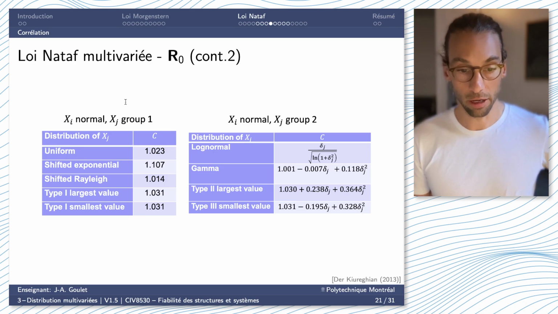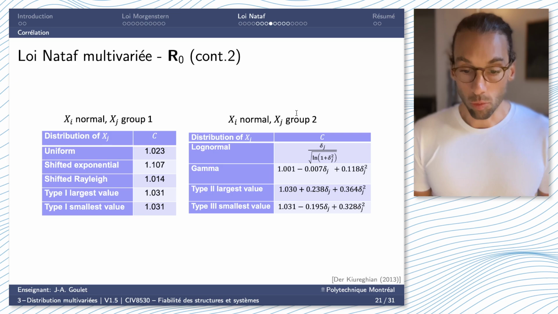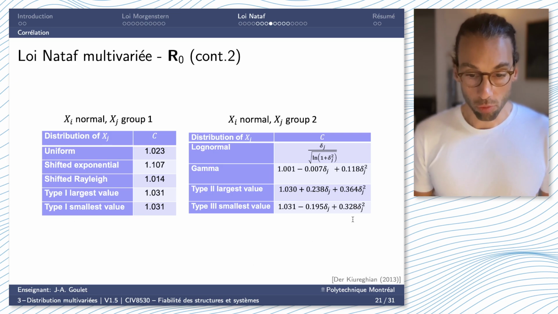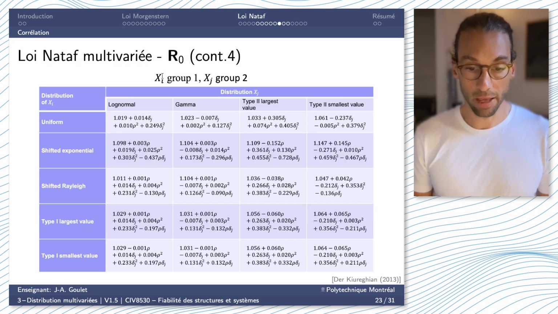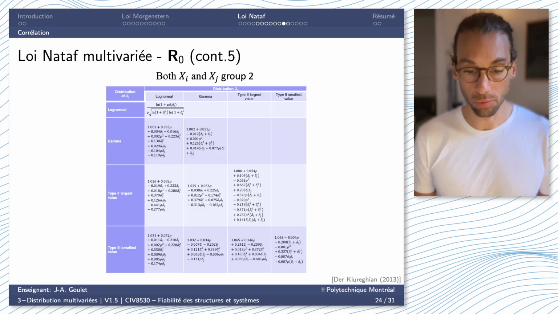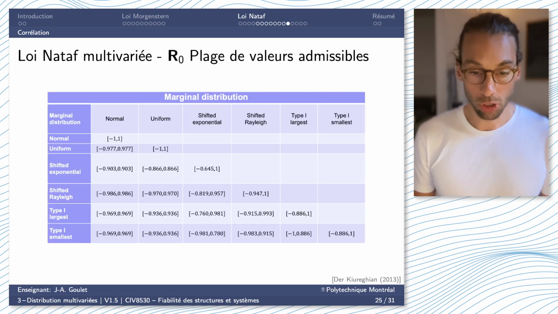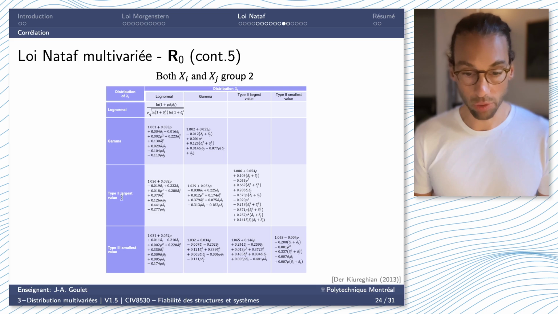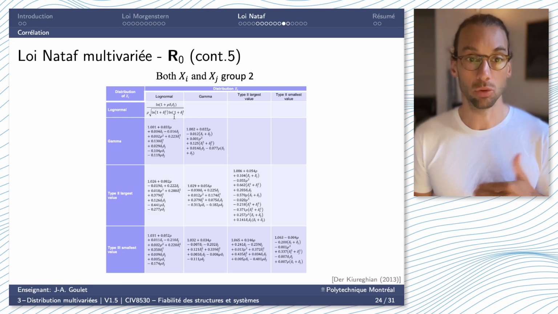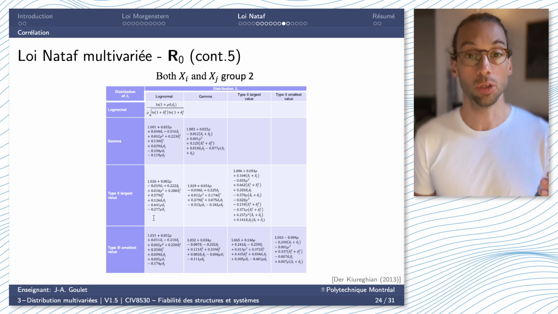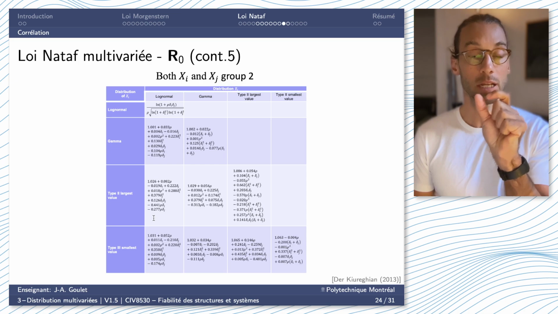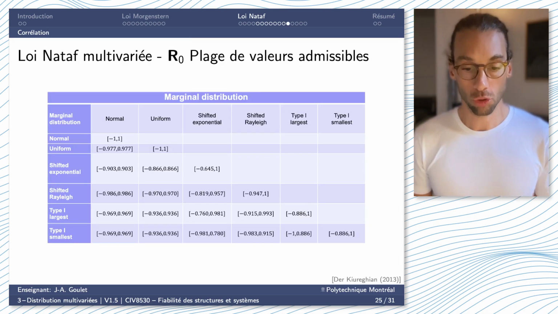So if we look at the values in the table, we have xi normal with xj group 1, xi normal with xj group 2, and we see the formulation. We have it again for xi and xj both group 1, xi group 1 with xj group 2, and xi and xj both group 2, and that's it. So depending on the variable types, we can find the relationship you need to use to compute that C coefficient that's going to multiply your correlation coefficient.